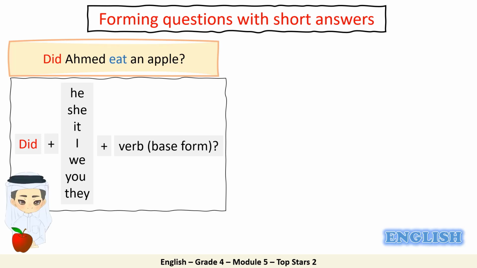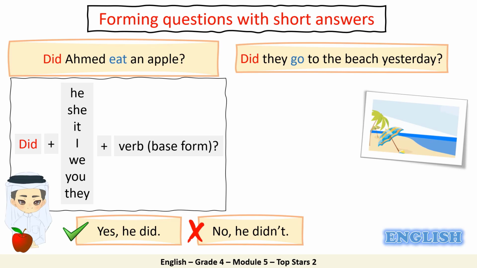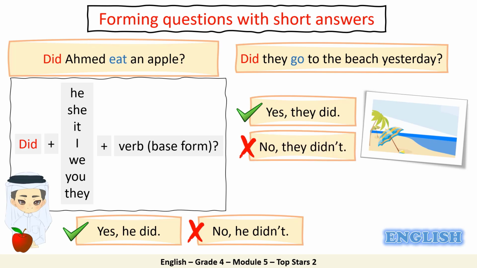Let's answer the question. Did Ahmed eat an apple? We would say, there's a tick, the affirmative form. Yes, he did. And if I want to give the negative, I say, no, he didn't. Let's go over the next example. Read the question with me. Did they go to the beach yesterday? If I want to give the affirmative, I would say, yes, they did. And if I want to give the negative, I would say, no, they didn't. Good job.